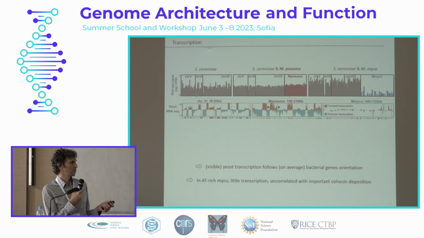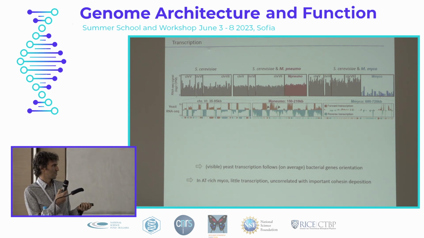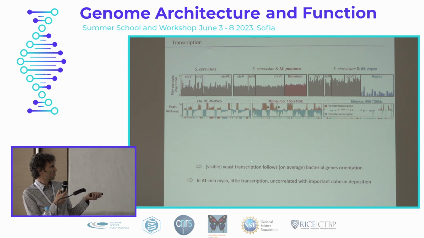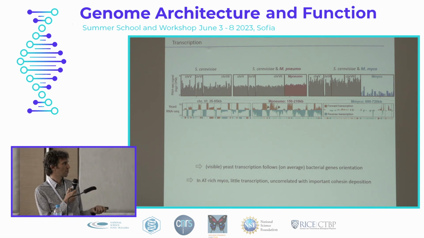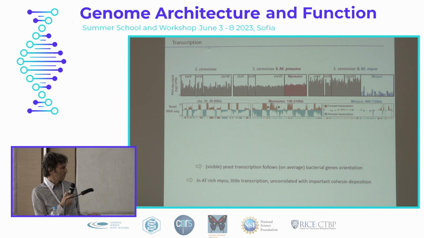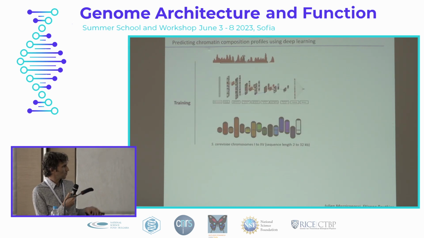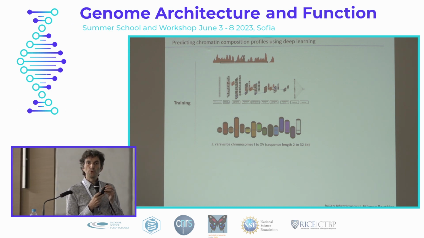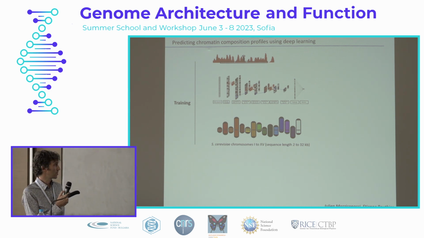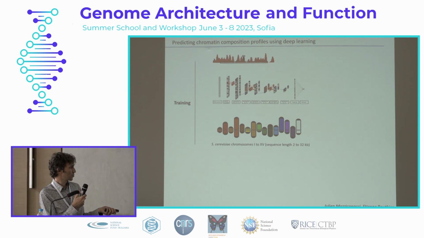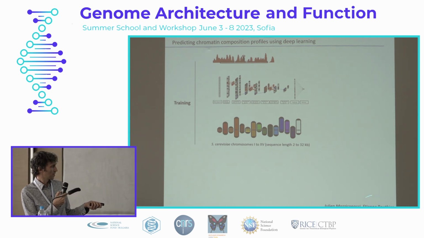So there is something taking place here that makes it so that in yeast, bacterial genomes are still transcribed, and at least the visible RNA that you recover follows the orientation of the bacterial genes. Anyway, we wanted to see whether or not we could predict the chromatin features of this bacterial genome. To do that, we worked with Julia Mozziconacci, a colleague in Paris, and her PhD student, Etienne Routier.